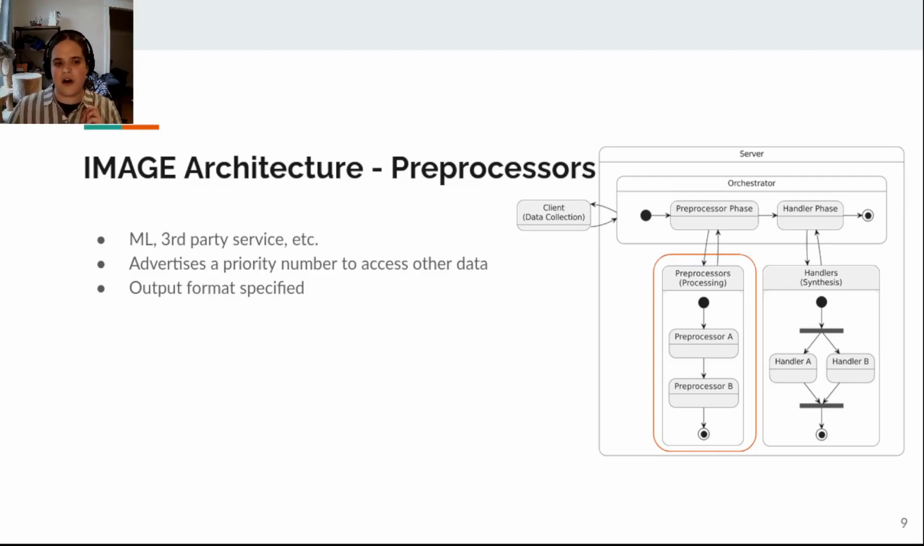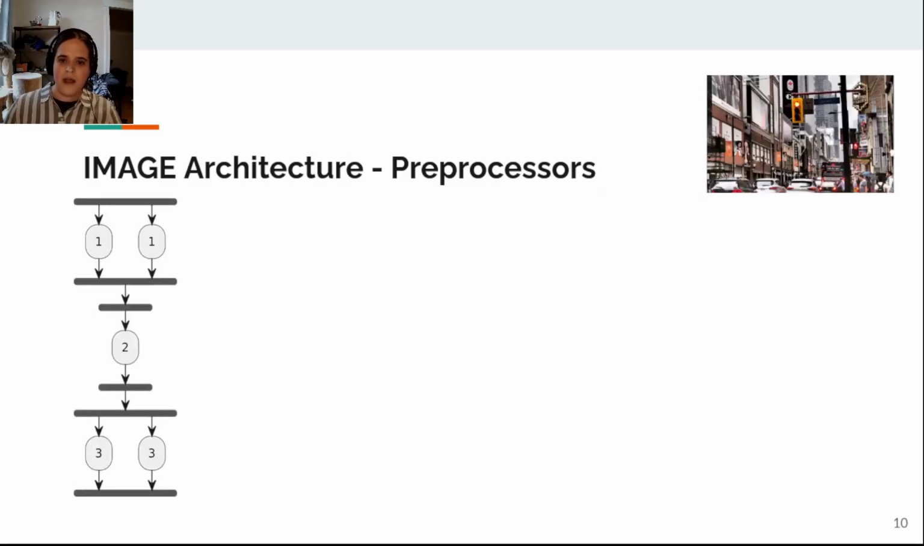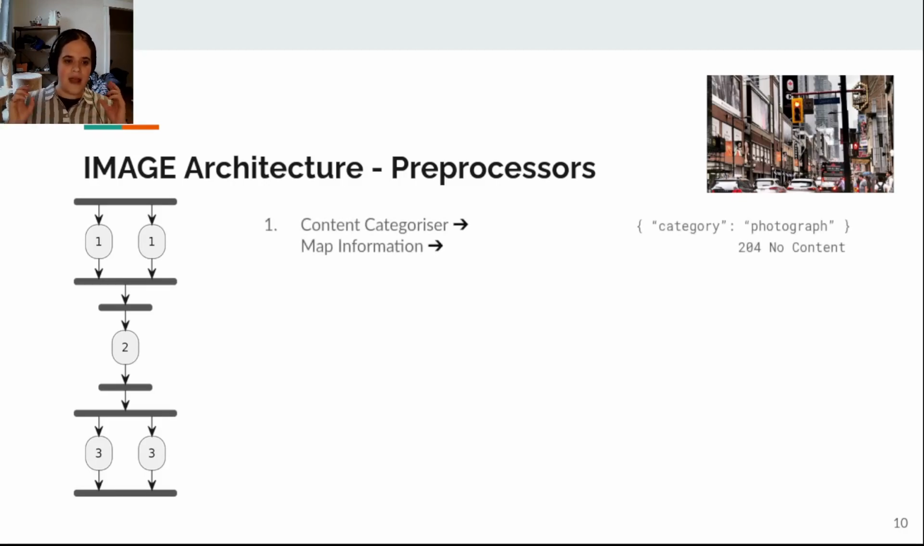And each preprocessor also includes a priority number that indicates the order in which it should run, and an output format, which is advertised so that other preprocessors and handlers can actually use the data it produces. So in our example, that collected data from the client is first sent to a content categorizer, which identifies this as being a photograph, and a map information preprocessor, which quickly realizes that this isn't a map. So it exits almost immediately with a code indicating that it can produce no content for this.